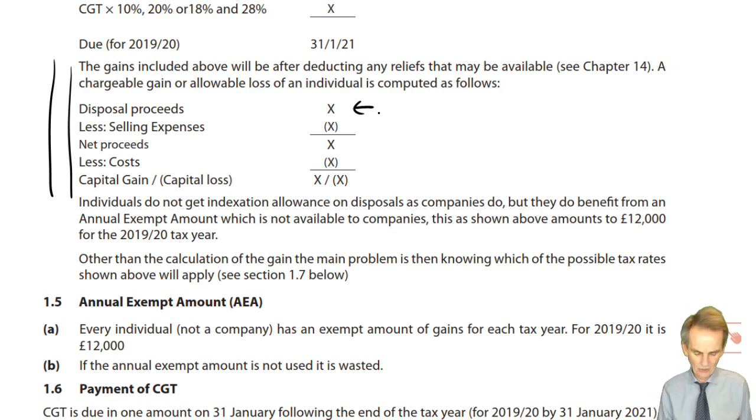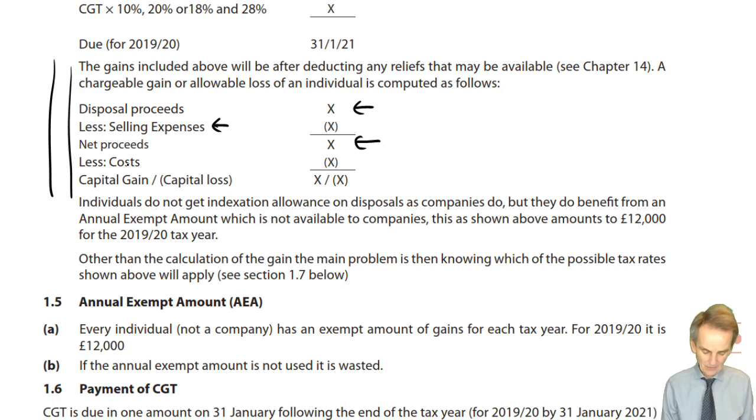But when you sell an asset, you may incur selling expenses. You put something in an auction, there's commission to be paid to the auctioneer. You sell a property, there are agents' fees. There are legal expenses that you incur. So there will be normal selling expenses that you incur, and these are allowable deductions against the sale proceeds of that asset. We'll see examples of that as we go through our studies. And that will bring you down to what we'll call our net proceeds.